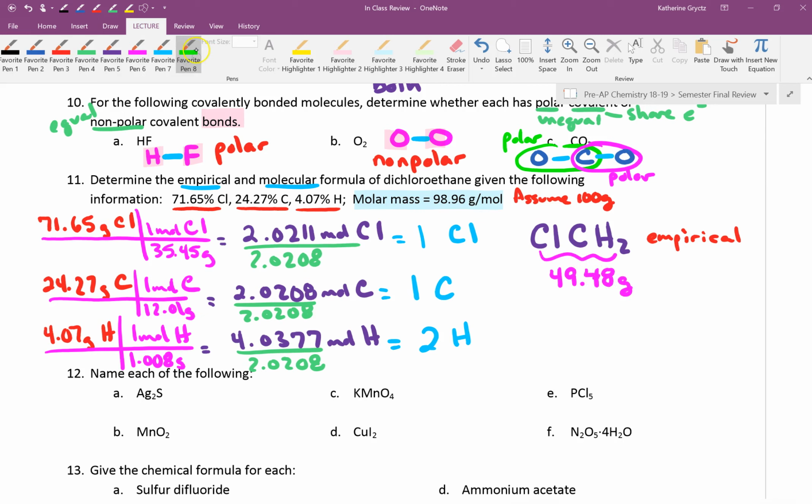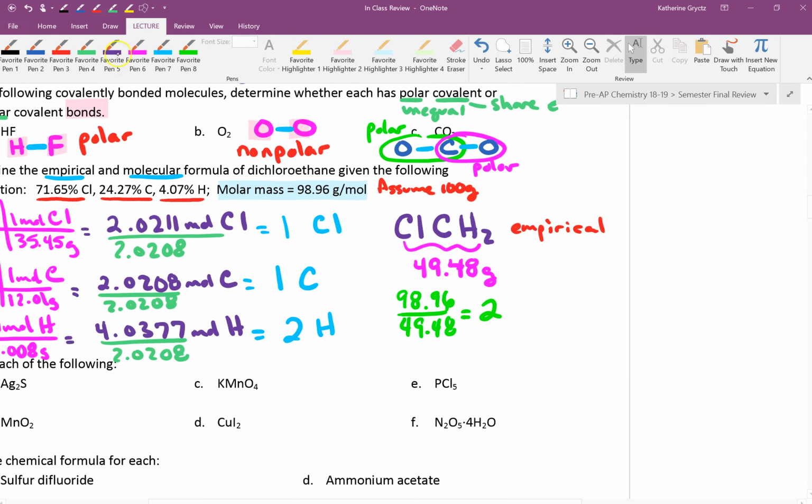But they told us that the real one weighs 98.96. So most of you will probably be able to see what you're going to have to multiply it by. But if you don't, if you take the big number and you divide it by the small number, it will tell you how to unreduce that, what to multiply by. So what that's saying is we've got to multiply every one of these subscripts by 2.